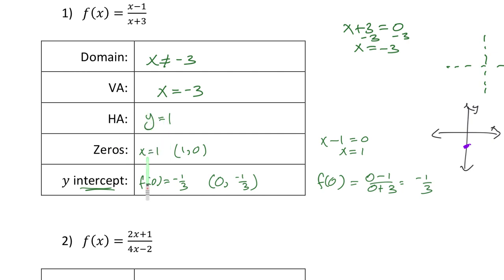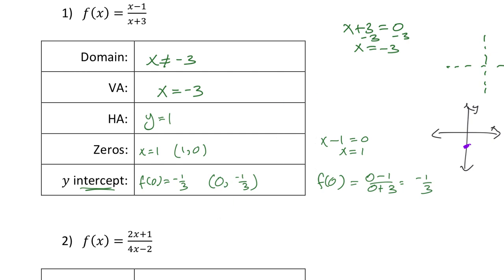Now the zeros, we're going to write it as x equals whatever the zero is. We can have multiple zeros of a function. So if I have a polynomial with a degree higher than 1, we can have more than one zero in a function. We cannot have more than one y-intercept because it's not a function. So x equals 1, and then f of 0 or y equals -1/3, and then we write it as a point.